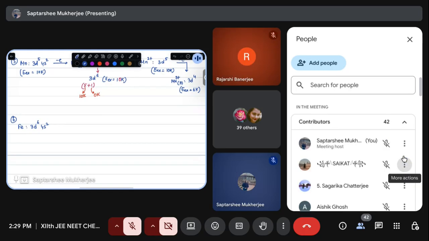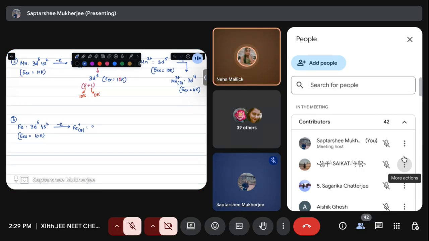So what is the exchange energy in this case? Against d6, what is the exchange energy, everyone? 10k. Now if I remove one electron, I get Fe plus. What is the electronic configuration? 3d6 for this one.